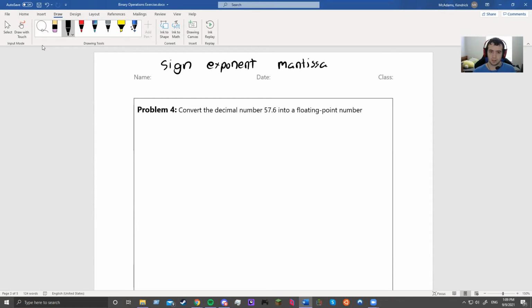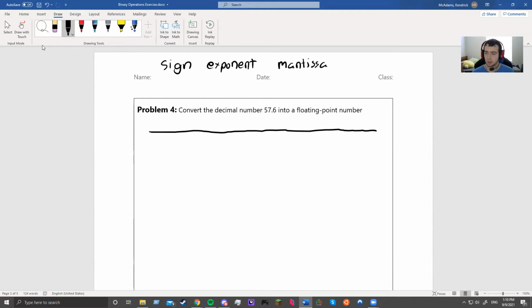So yes, we have the sign, which is a 0 or 1 depending on the sign. Exponent, I'll show you how to get that later. And the Mantissa is the number after we convert it to binary. That's going to be the actual number. All right, so let's just get started. So I'm going to put the answers right here. So here's the line, and we'll get that filled out in 1 second.